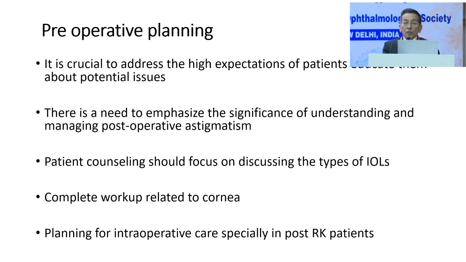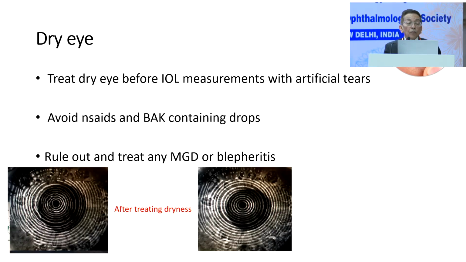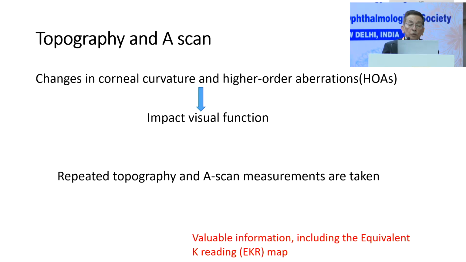There is a need to emphasize understanding and managing postoperative astigmatism, patient counseling, and complete workup, and treating the dry eye, because most patients with LASIK come with dry eye, MGD, and so on. Topography and A scan changes assess the corneal curvature and higher order aberrations that impact visual function. Repeated topography and A scan measurements are taken. This gives valuable information, including the equivalent K reading map.